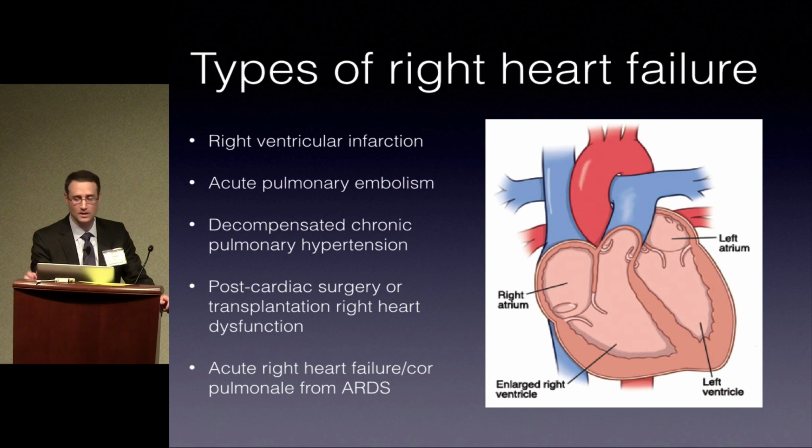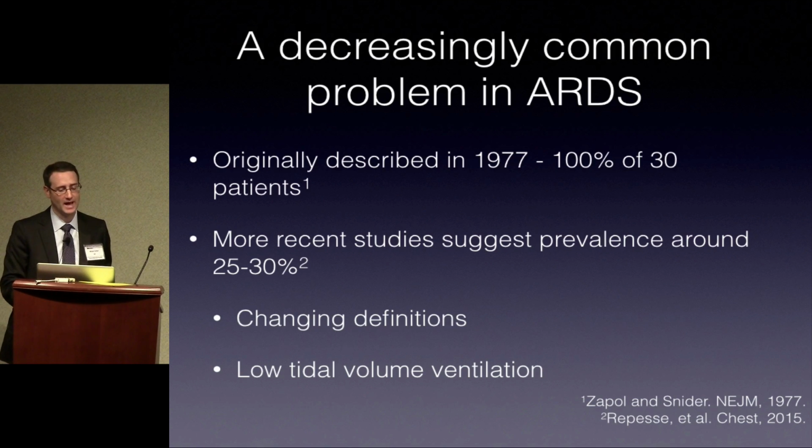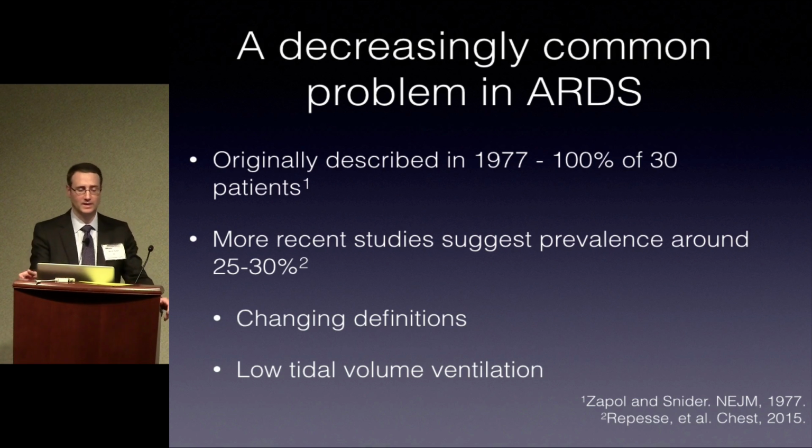And then lastly, we have the acute right heart failure patients related principally to ARDS, and that's what we'll be focusing on. This is a decreasingly common problem in the ICUs. It was first described by Zapol et al. back in 1977 in a New England Journal of Medicine article where they discussed a series of 30 patients and 100% of them had pulmonary hypertension related to ARDS. About half the patient population died in that particular series.